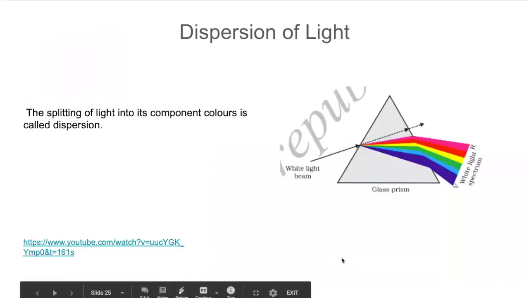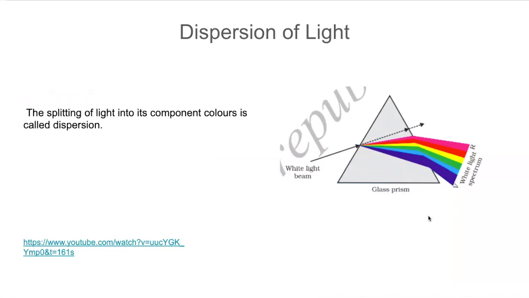But through a prism, what happens? They're not parallel. So that's why we can see different colors of light.